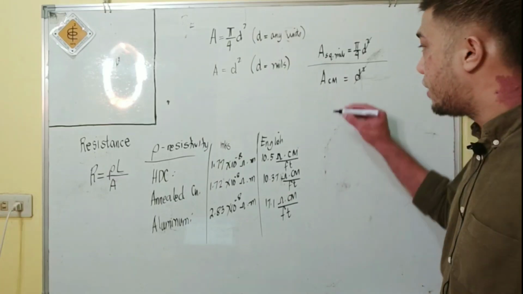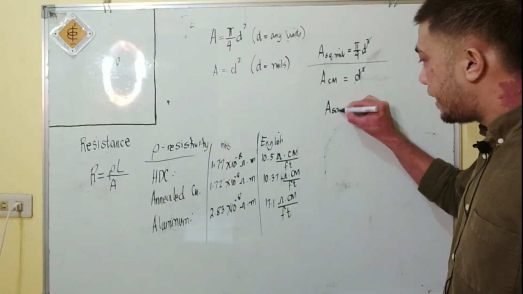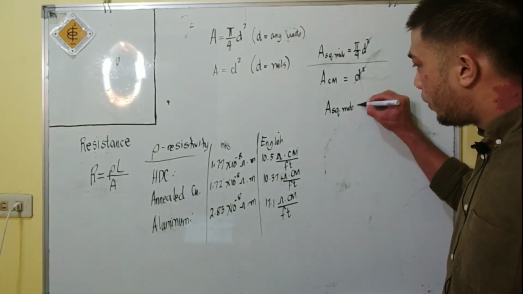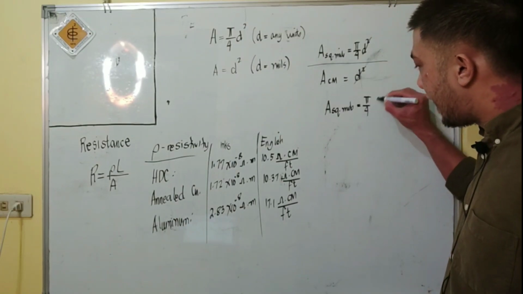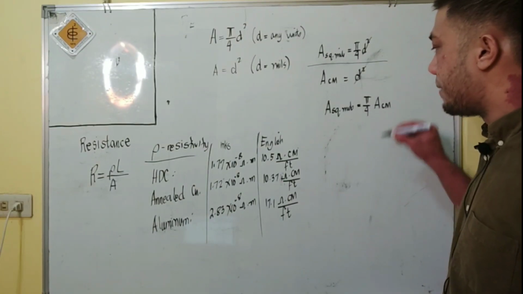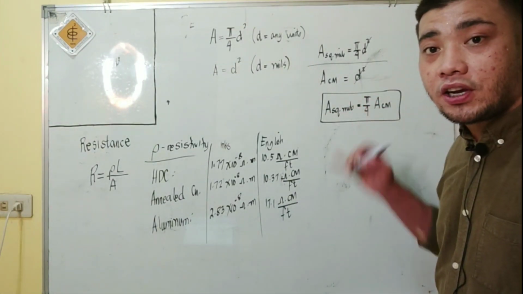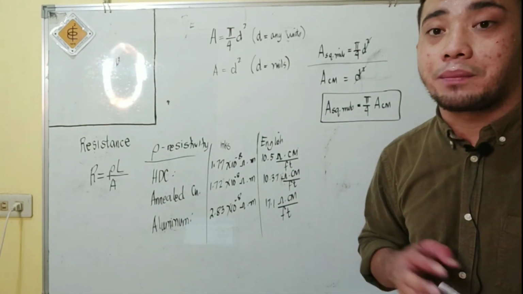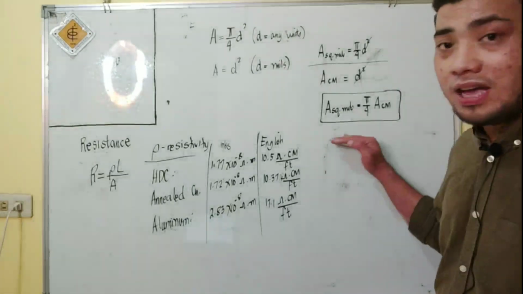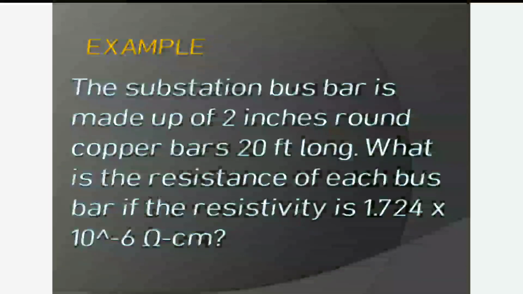Therefore, I will have the relationship of area in square mils, which is equal to pi over 4 times area in circular mils. Therefore, for every pi over 4 area of circular mil, there is an area of square mils. Sana nakatulong ito sa inyo. I'm going to cite some examples.